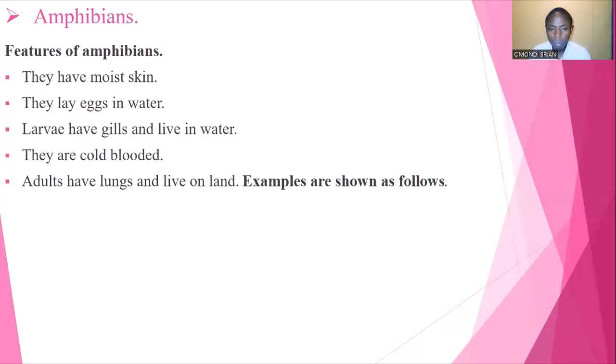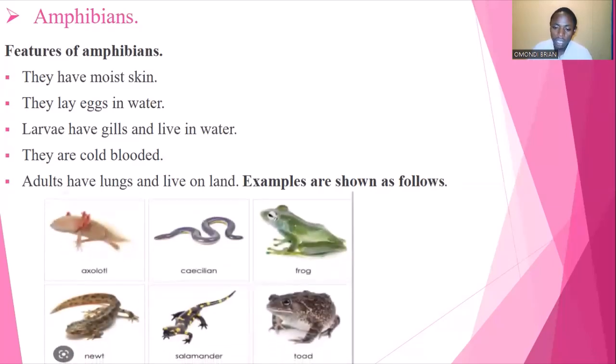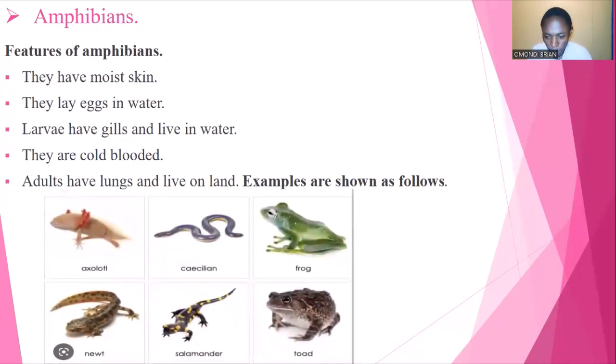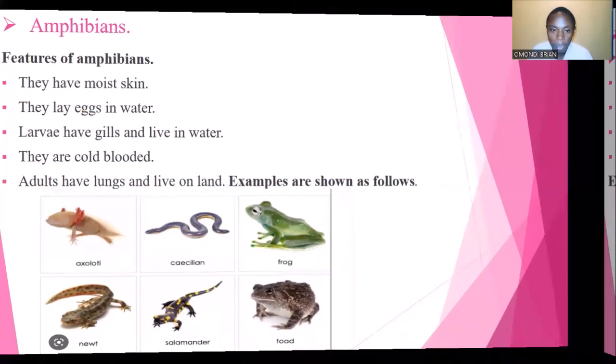Examples of amphibians commonly are newt, frog, and toad. Those are the common types of amphibians. Here we have the types: you can see salamander, newt, and the ones that I've told you. I believe you have now seen with your eyes all the examples of amphibians.